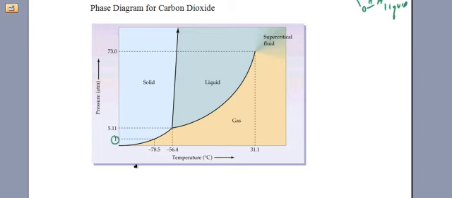Notice that you have 1 atmosphere of pressure, which is right here. That's the norm. That's what the average pressure is at sea level. We're above sea level, so we have a little bit less pressure. But we'll just say that we're at approximately 1 atmosphere of pressure.